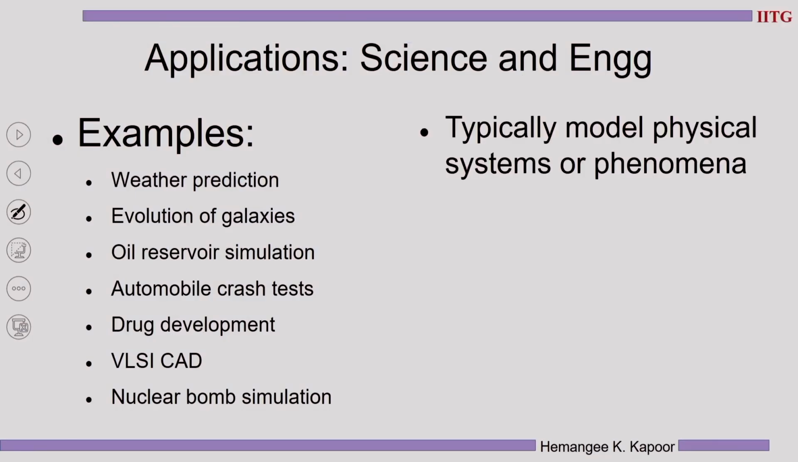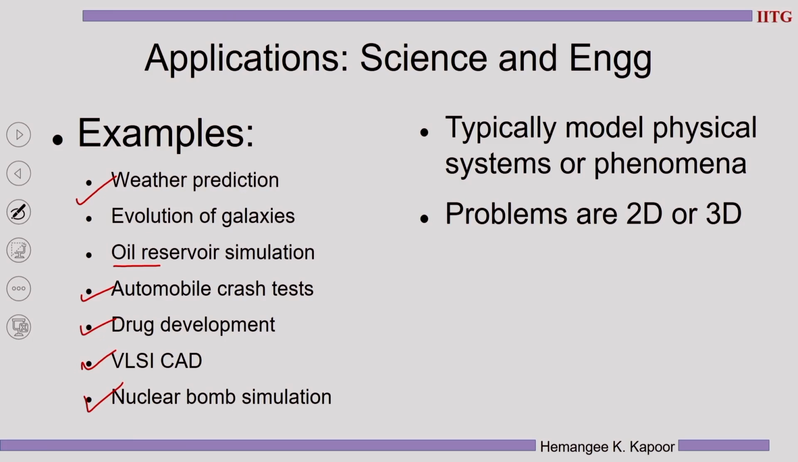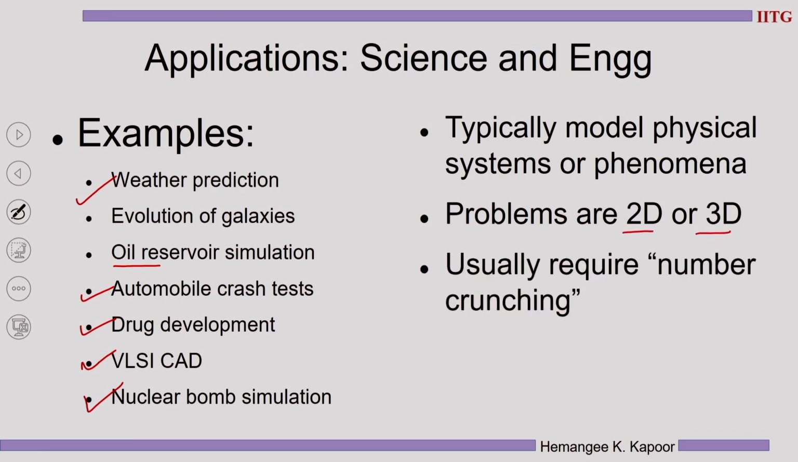This slide shows various examples in science and engineering which need parallel processing. For example, weather prediction, evolution of galaxies, oil reservoir simulations. All these applications which I have listed take into account multiple factors, VLSI, CAD, drug development and so on. All of these have multiple factors. There is lots of parallelism and lots of computation which should be done to complete the task. So these are physical systems which are to be modeled, and the model could be either a 2D model or a 3D model in a computer program.